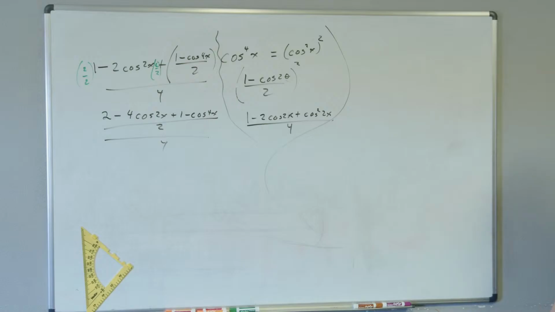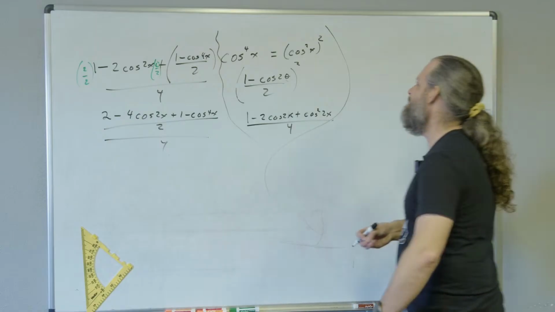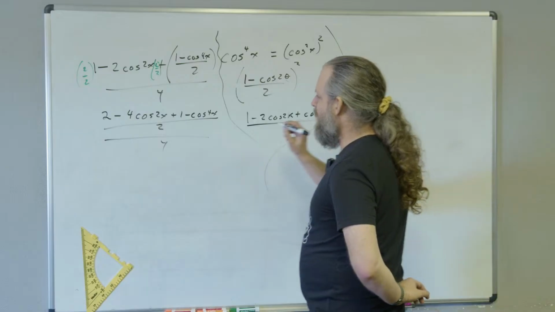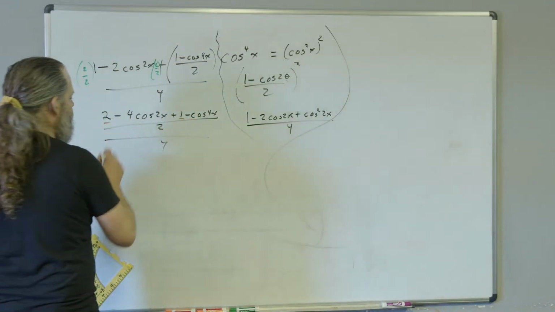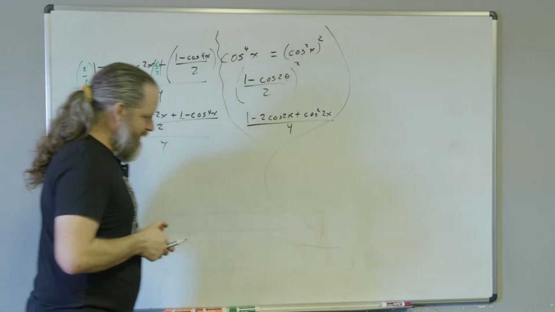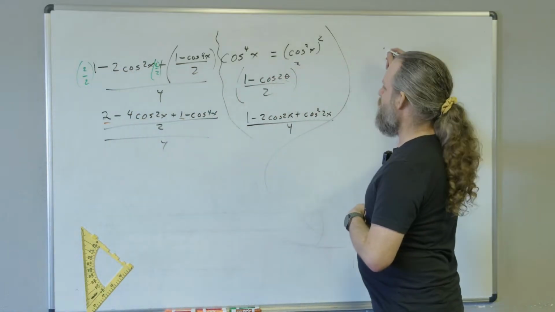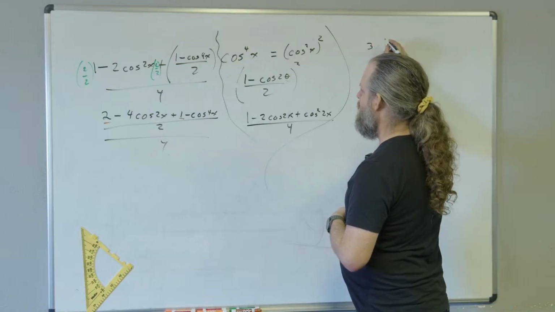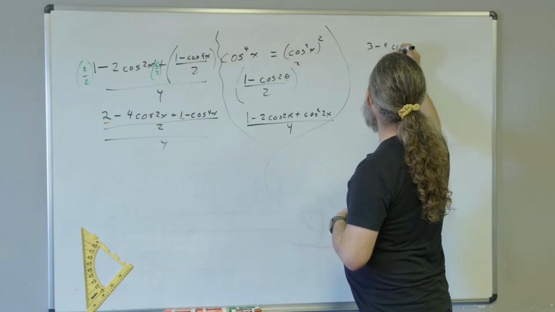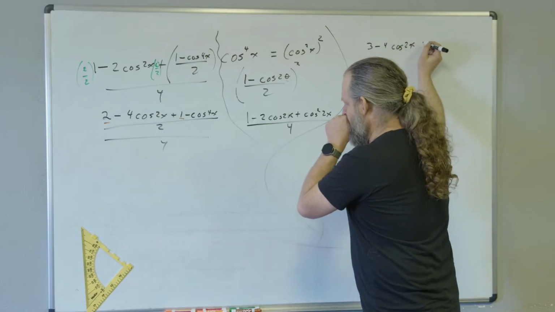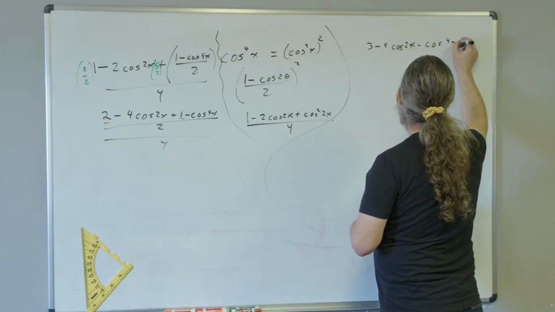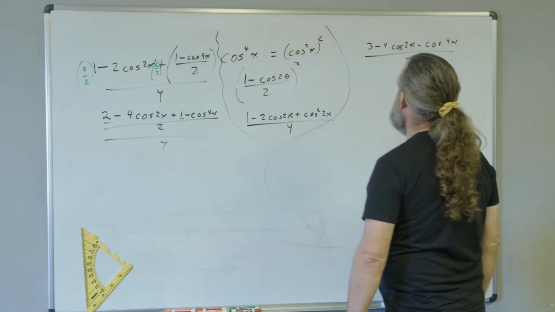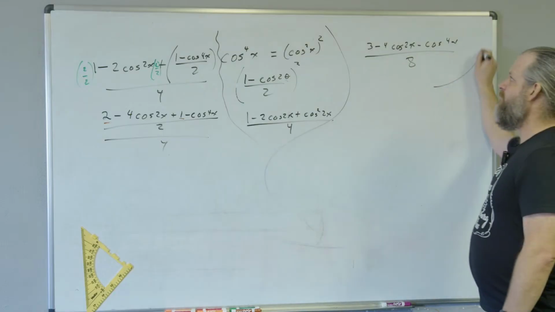All right, what now? Times the 4th. So 8 in the denominator, right? We've also got some like terms here and here. So we've got 3 minus 4 cosine 2x minus cosine 4x all over 8. That's still really ugly, but I think we have to.